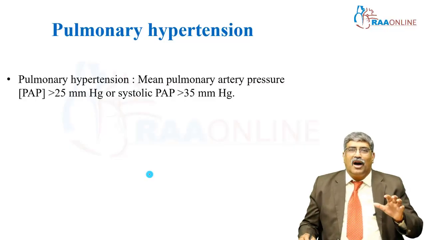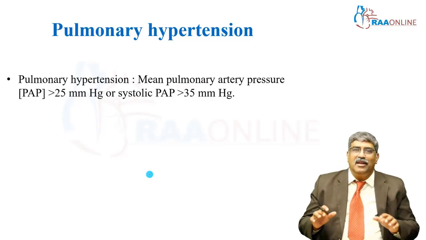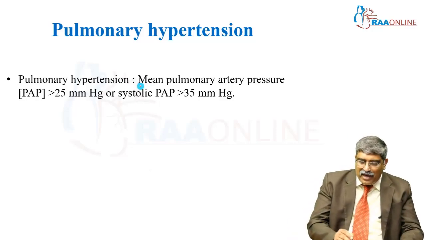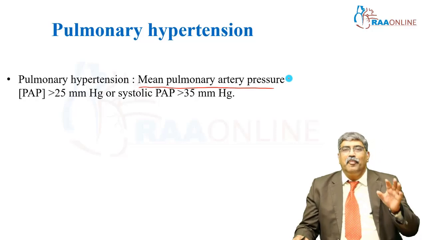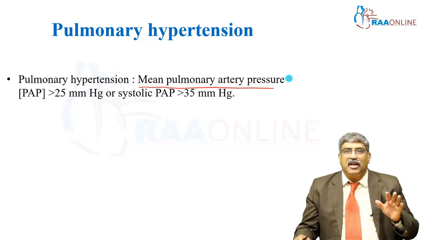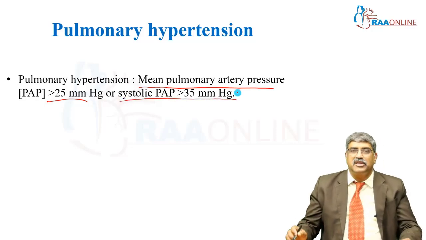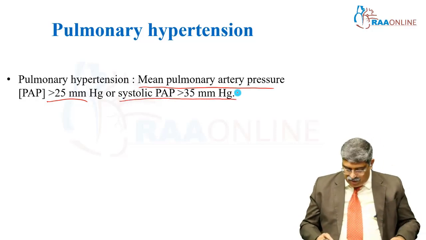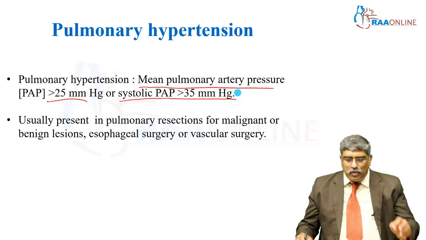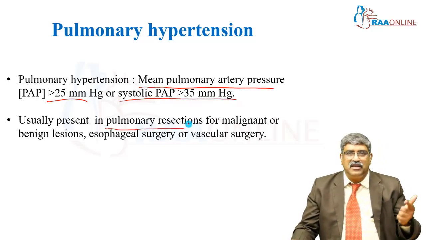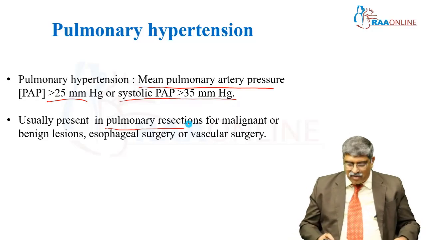Now coming to another important complication in thoracic surgery, pulmonary hypertension. Pulmonary hypertension is defined as a mean pulmonary artery pressure greater than 25 millimeters of mercury or a systolic pulmonary artery pressure greater than 35 millimeters of mercury. It is usually present in pulmonary resection for benign or malignant lesions, esophageal surgery, or vascular surgery.